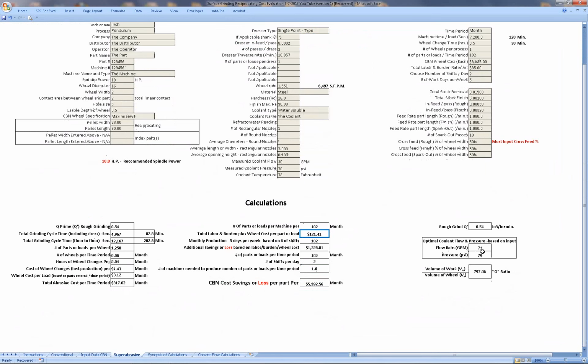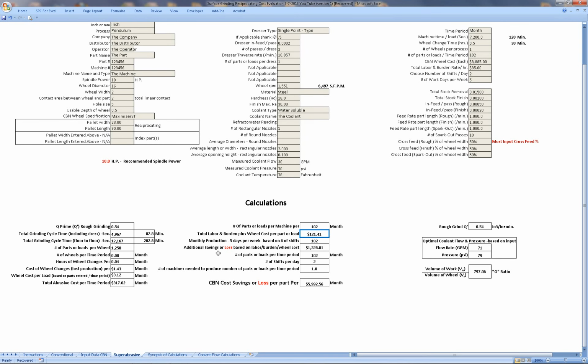So, of course, the GPM will stay the same, the PSI stay the same because we didn't change anything there, but we could have. And we show here that we have $5,992.56 in savings. Had we been in red and a loss, it would have shown up as a red number.